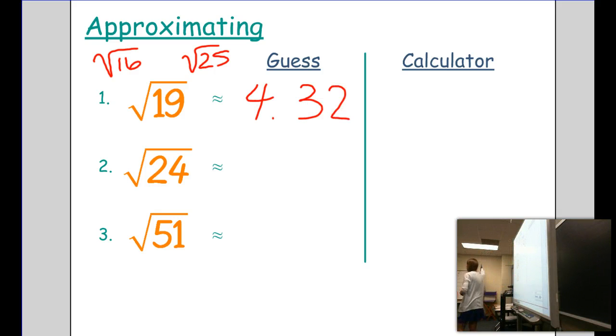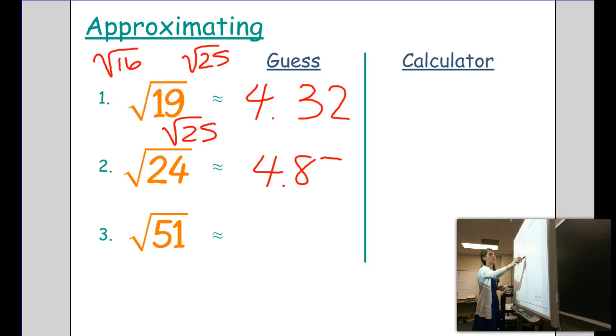Let's try this one. Square root of 24. What is that close to? Perfect square. Ooh, that's real close to 25. What is the square root of 25? 5. So what do you want to guess the square root of 24 is? 4 point, this is a little bit less. 4 point what? 4.8? I'll do 4.87. I'll do the median of those two. I'm just guessing. You can have your own guess.